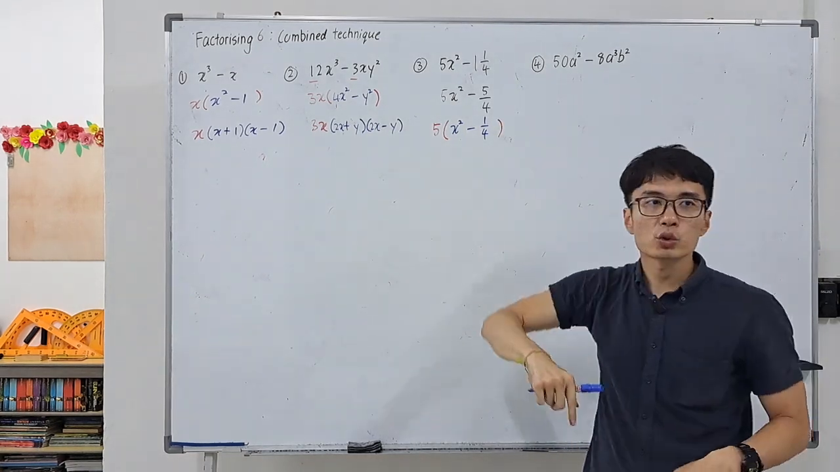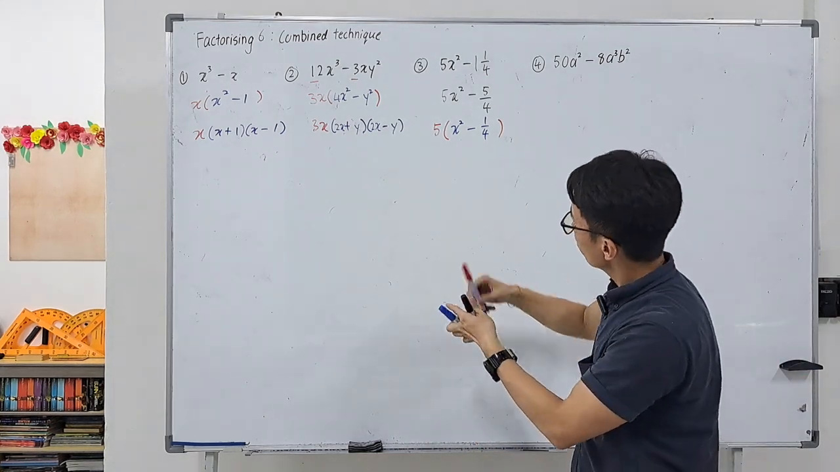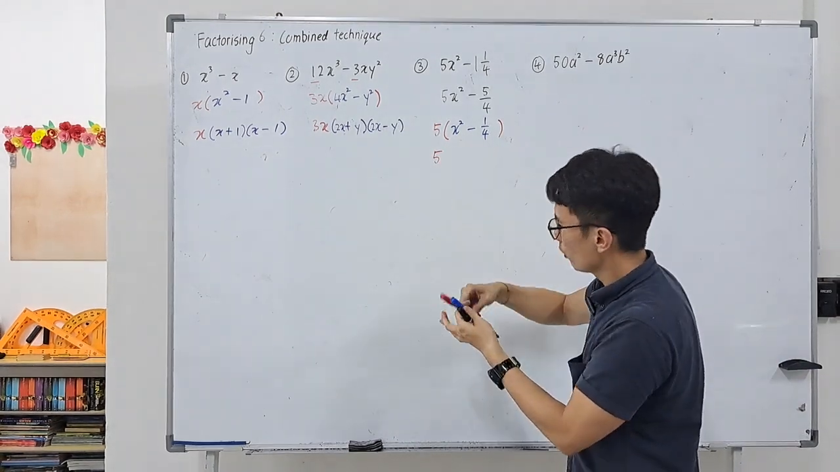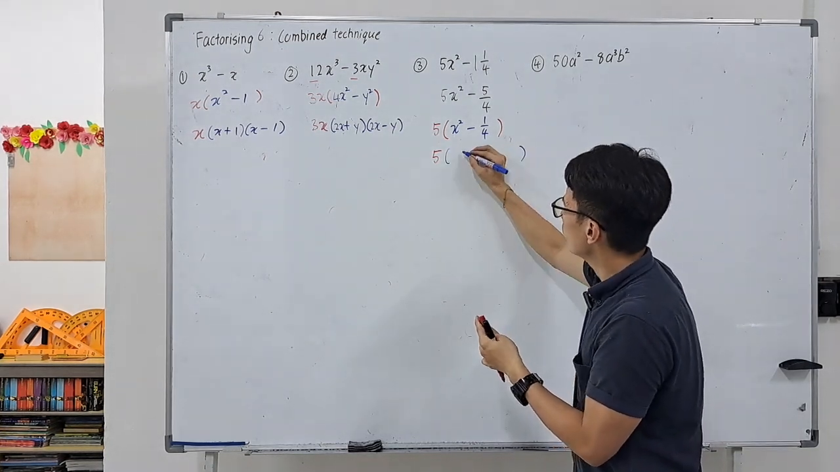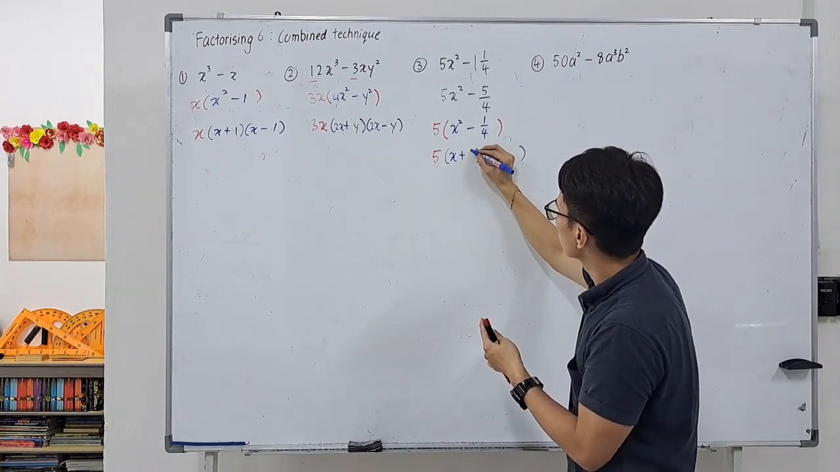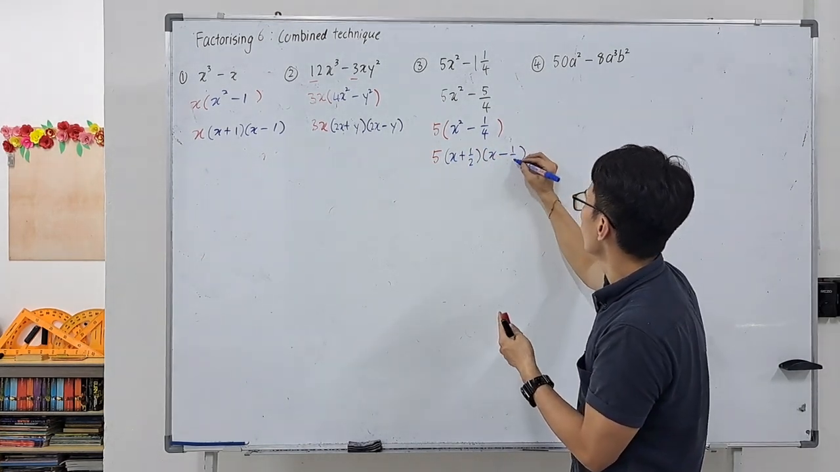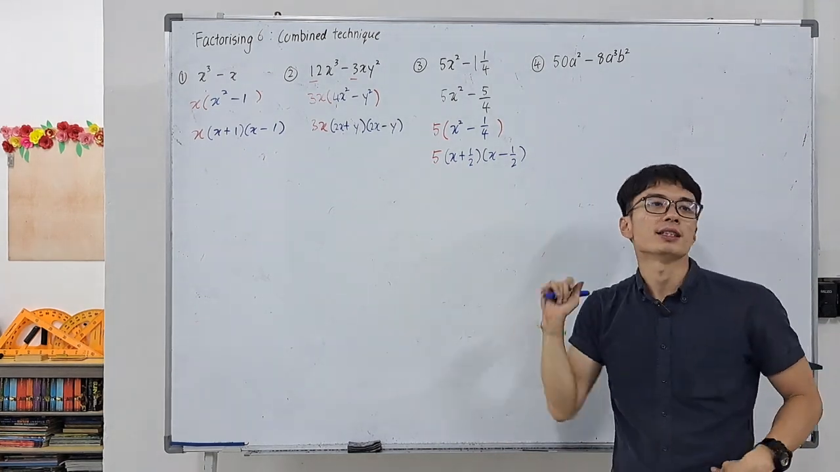Again, difference of square is here, which means I can factorize this further, right? So I have 5, and this guy has 2 brackets. One of them is plus, one of them is minus. This is x, this is x, this is 1 over 2, this is 1 over 2. Done factorizing. Simple, fast and easy.